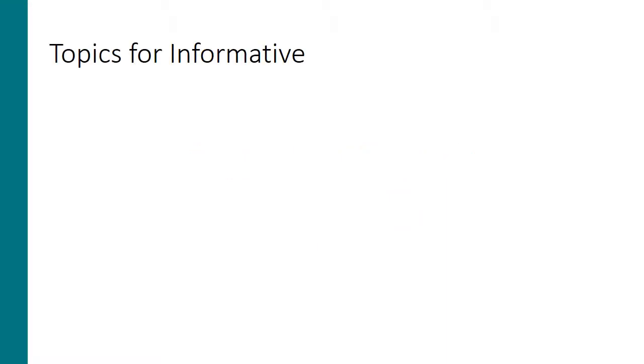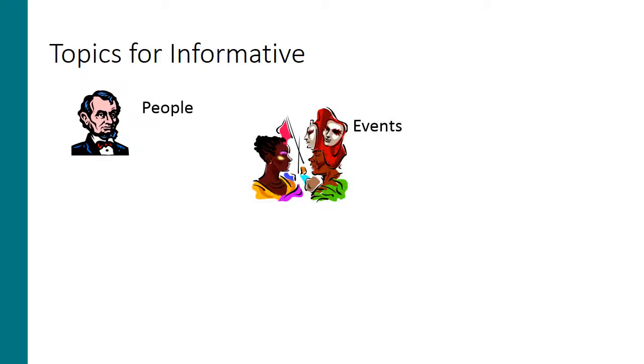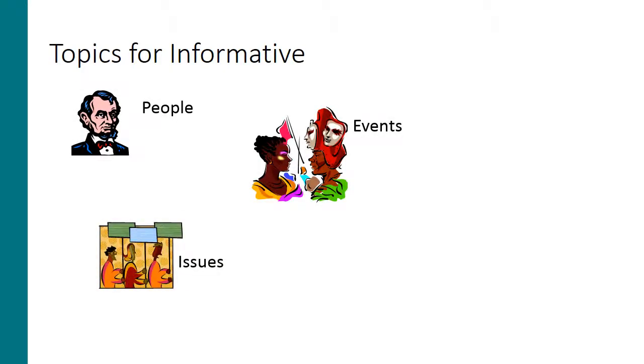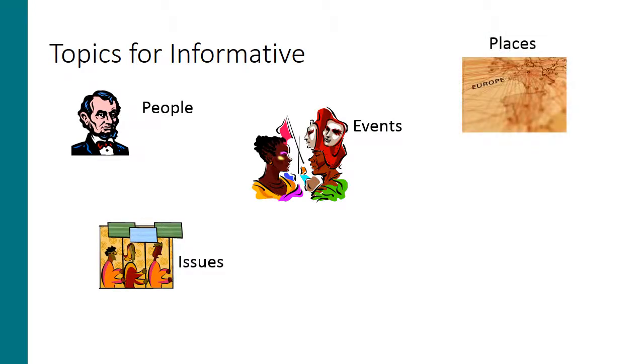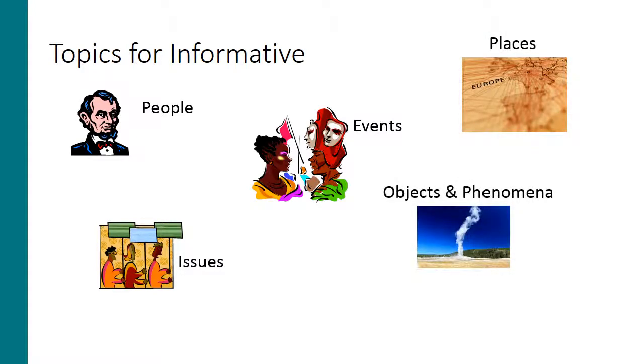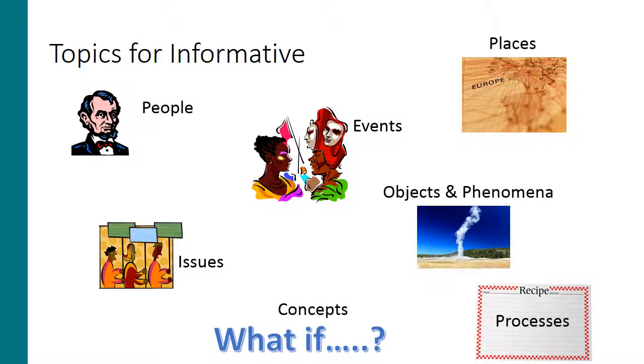Topics for an informative speech can be pretty much anything you want. It's just information. You're just sharing something about people, events, issues, places, objects and phenomena, a concept, or even a process. So I tell people the world is your oyster, if I can say that correctly.